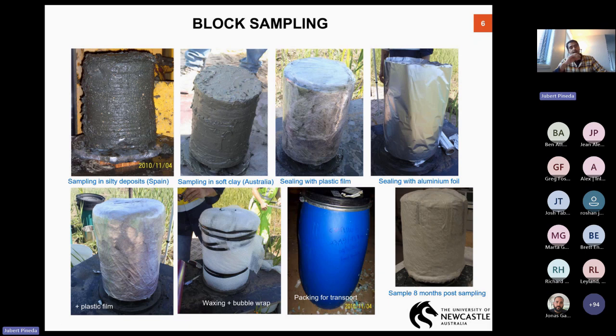We retrieved 40 blocks in 2014, and we have been testing them over the past 11 years at the University of Newcastle. We haven't noticed any changes in moisture content or any oxidation in around 10 years, which is really good.